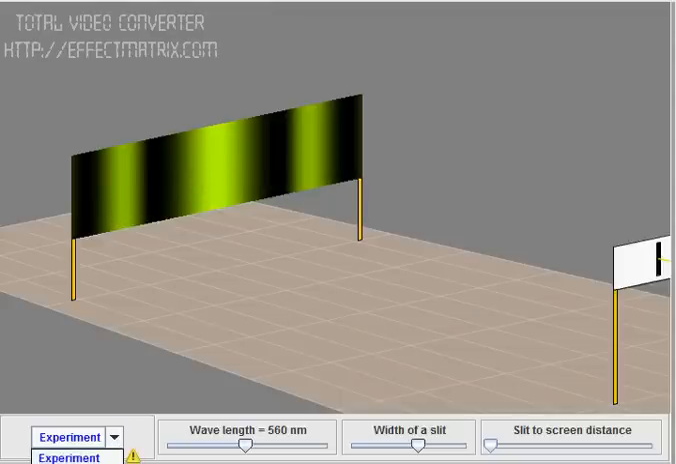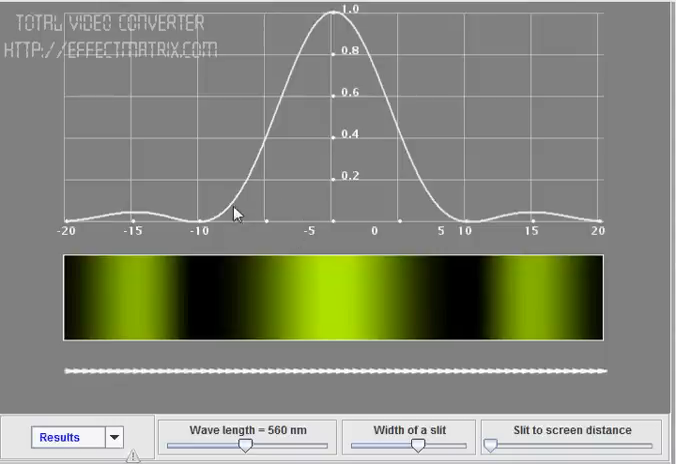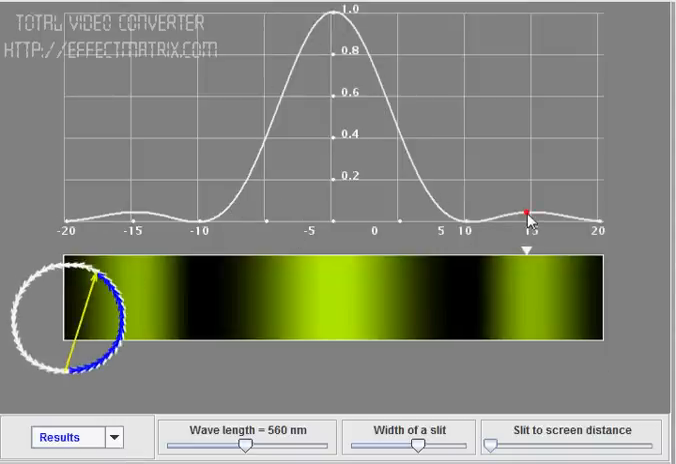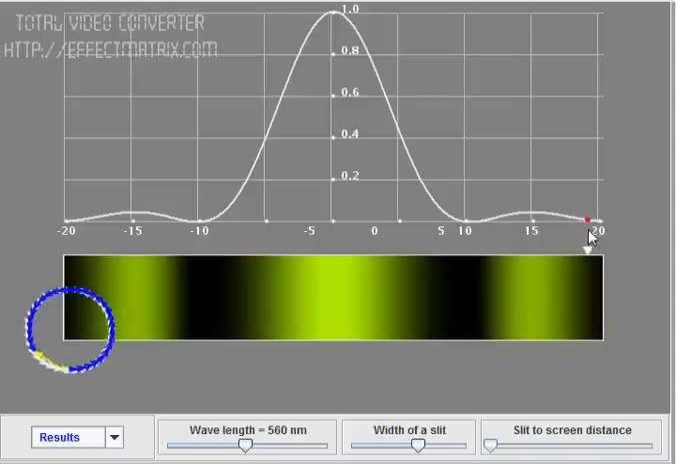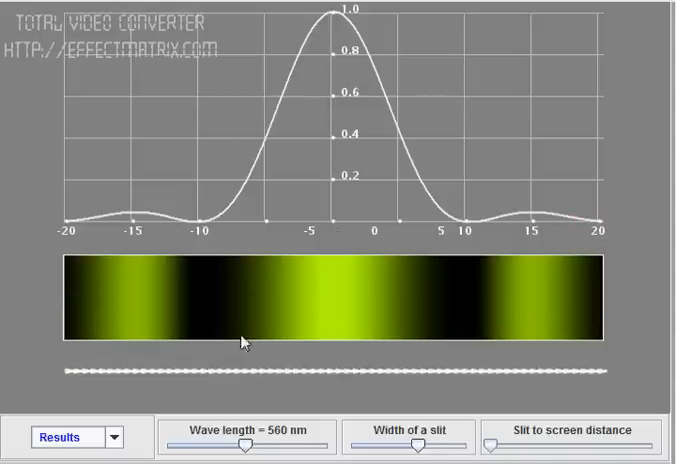We can also show it by the graph. See, in this case this is our central maxima, right, and these are your secondary maxima, so they are not of equal intensity. This is our central maxima and these are the side maximas here, right?